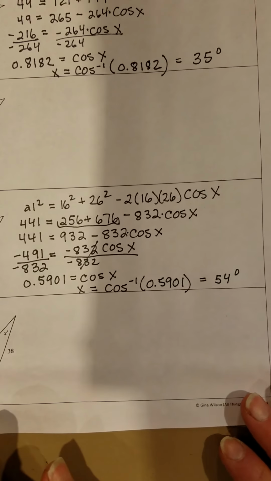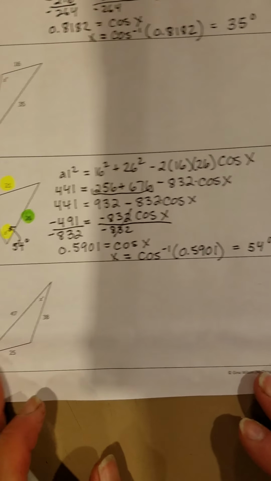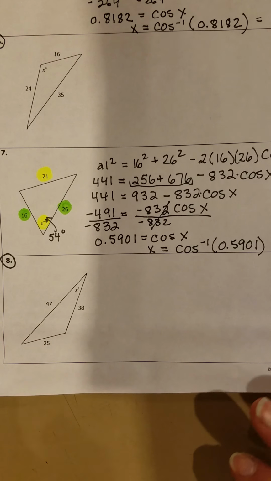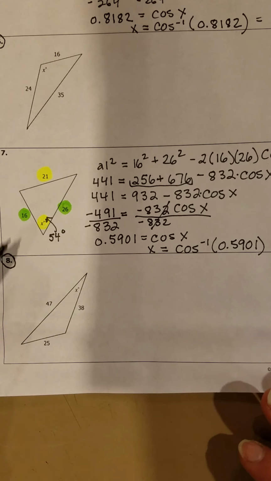Oh, you couldn't see all that, I'm sorry. Okay, so 54 degrees. So go back and do numbers 6 and 8.